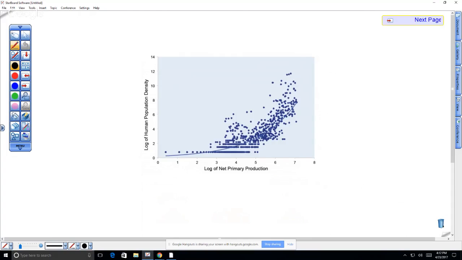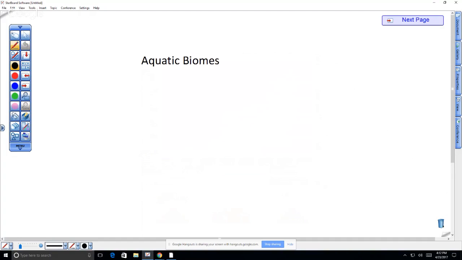Okay. So if we look at where humans live as related to the net primary productivity, we see that humans tend to live in environments that are highly productive. So we see this curve. We like environments that have a high productivity versus low productivity. Okay, so that is just the relationship that we have with where humans are found and the productivity of the planet.